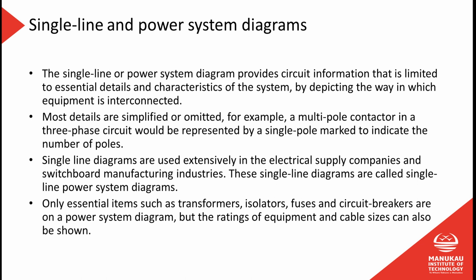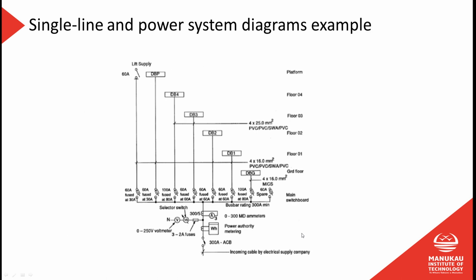But a single line or power system diagram is fairly similar to our block diagram. It's just where we throw components in there just to show how they're connected or what order they come in, without putting any complicated information about control circuits or anything like that. And there we have a single line and power system diagram example.